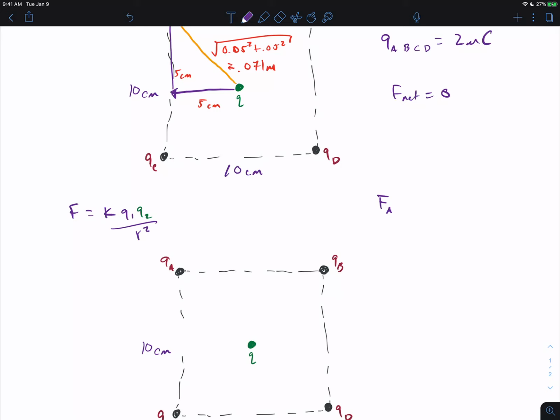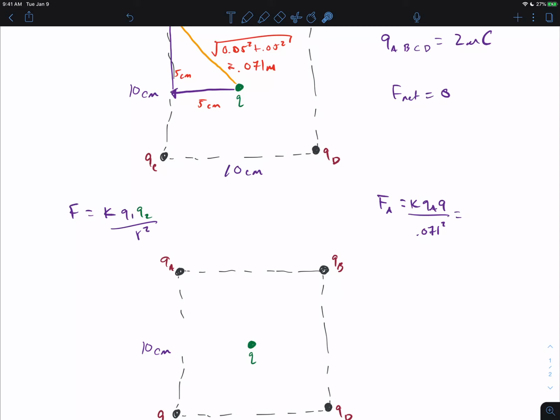Okay, now what we want to do is use our formula. This is K times QA times Q over 0.071 squared. I'm going to do the calculation here for everything except QA, because we're actually going to need to be using that over and over.